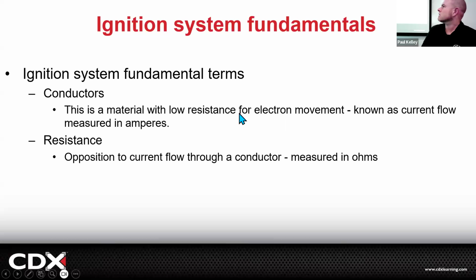Do you guys know what a conductor is from electrical? Exactly, yeah. It's got a low resistance for electron movement, right? So that means it's a good conductor, meaning electricity will flow through it. If it's got low resistance, the electrons will flow easily. The more resistance it has, the harder it is for the electrons to flow.